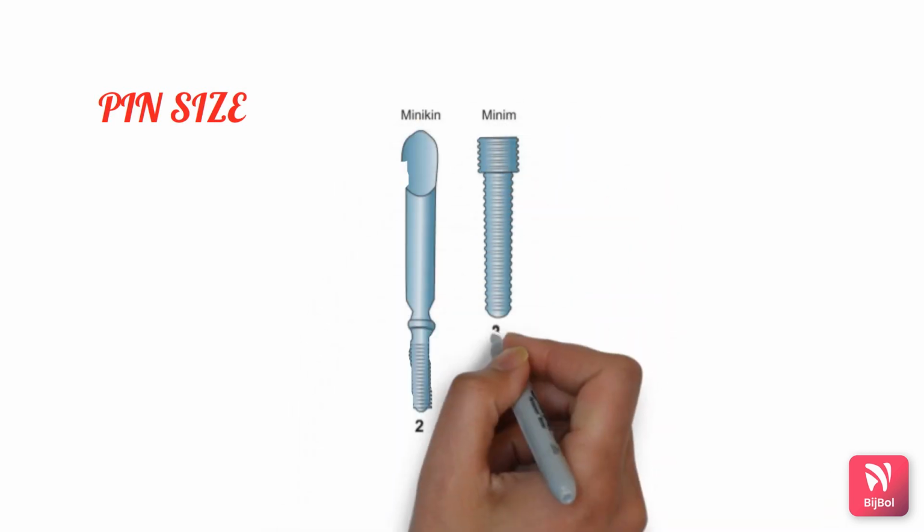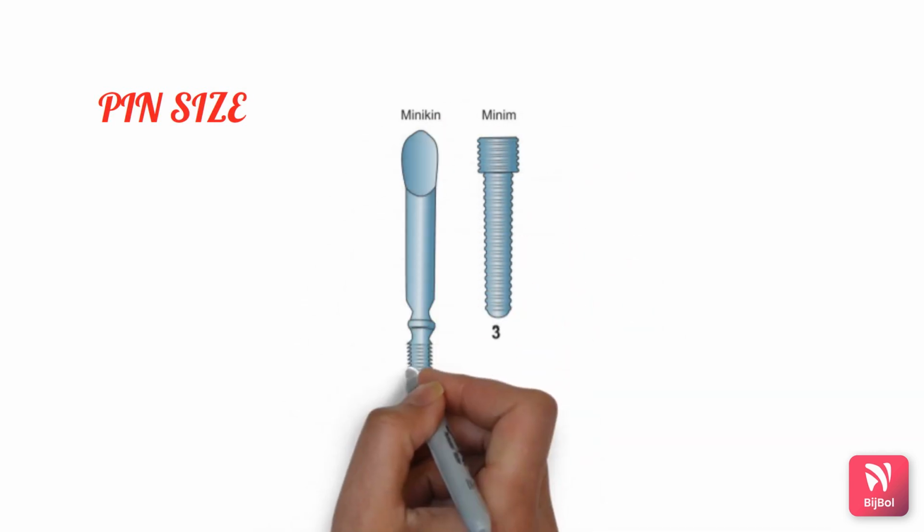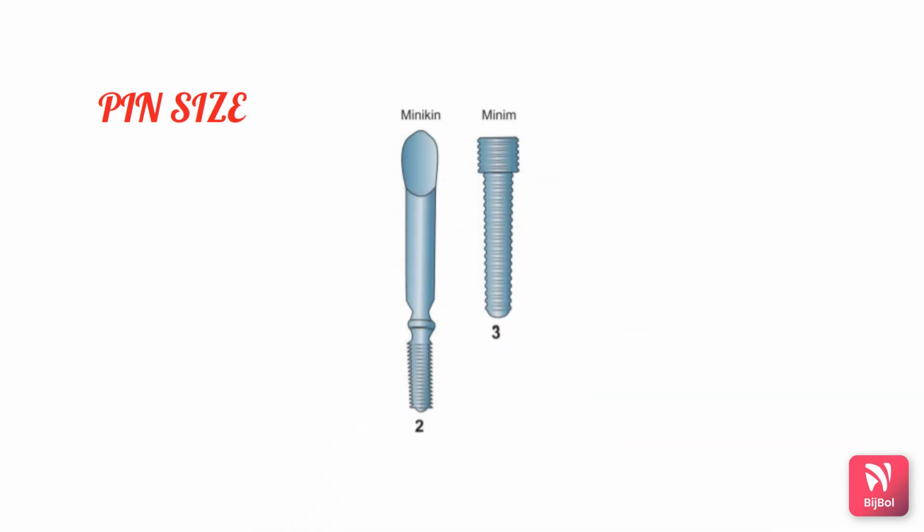First and foremost is the pin size. In the threaded Max system, the Minim and the Minikin pins are usually the sizes which are selected for the posterior teeth because they provide the maximum retention without the risk of dentinal crazing or perforation.